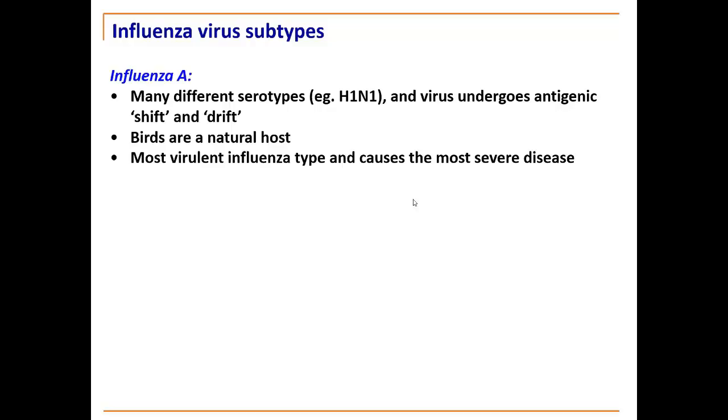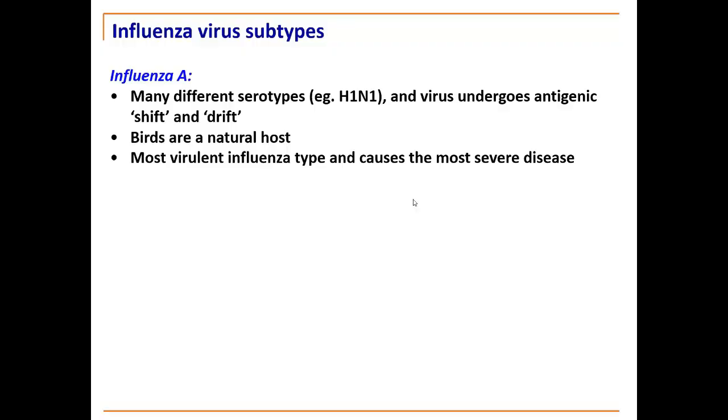So there are 3 main subtypes of influenza virus. There's influenza A, and there are many different serotypes of influenza A, for example, H1N1 or H3N2. This virus, influenza A, undergoes both antigenic shift and antigenic drift. I'll talk about what those two are in a moment. But this is the reason why we can have such big changes in influenza A virus in particular, but also why it can be so pathogenic at times.